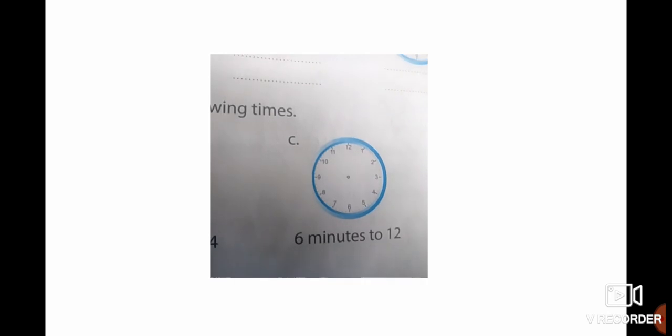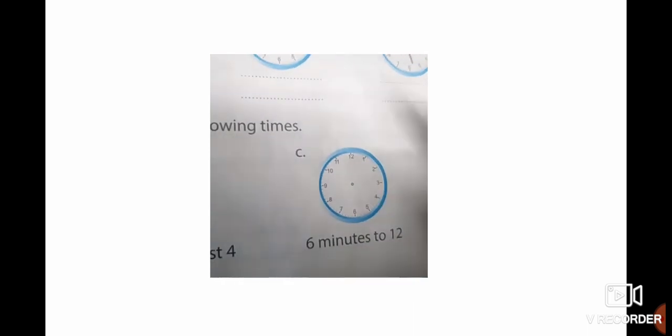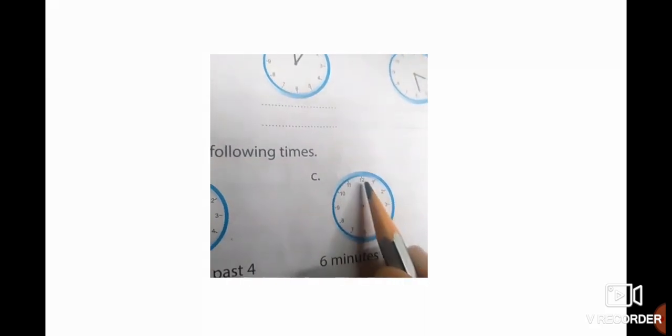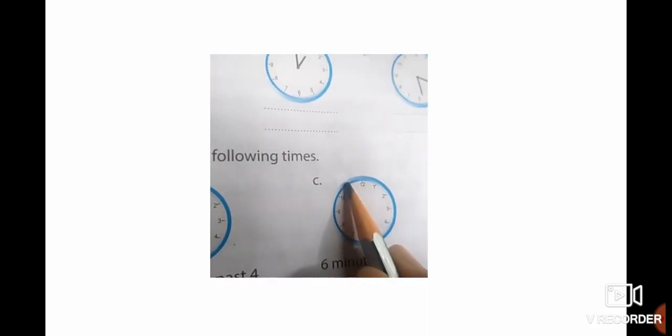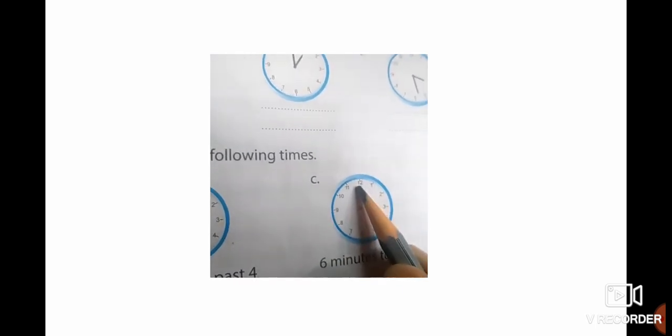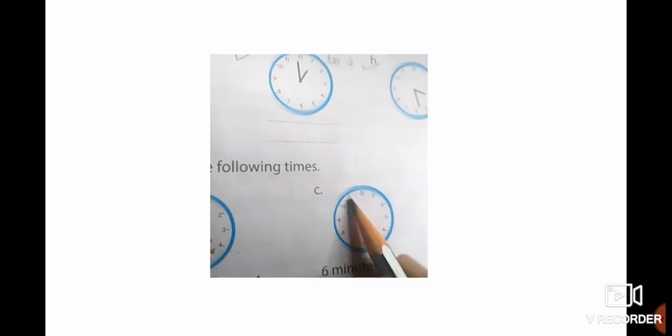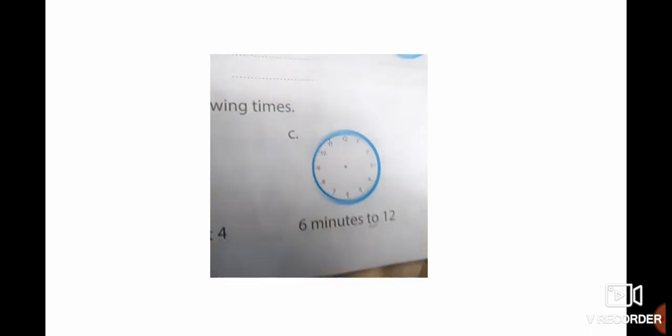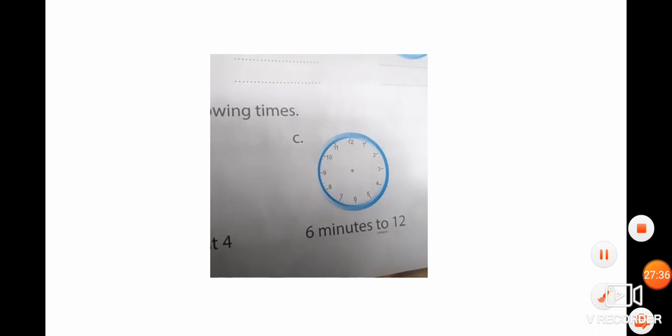Next, 6 minutes to 12. Now 6 minutes to 12 means there are 6 minutes left for 12 o'clock. So we are going to count backward 6 minutes. So when the minute hand comes on 11, that means if we count backward, it is 5 minutes. Okay, and we have to show one more minute. So I am going to show now 6 minutes to 12.